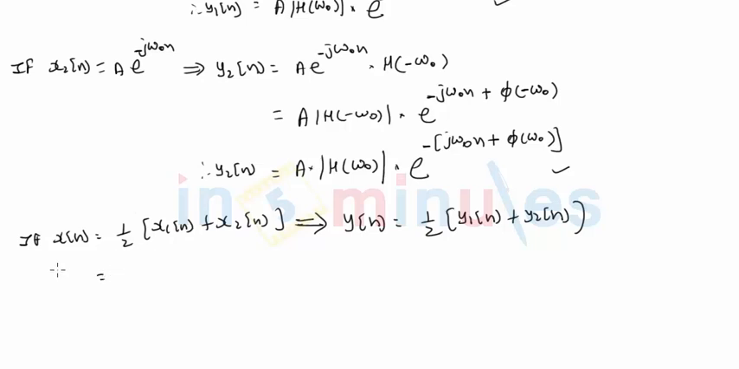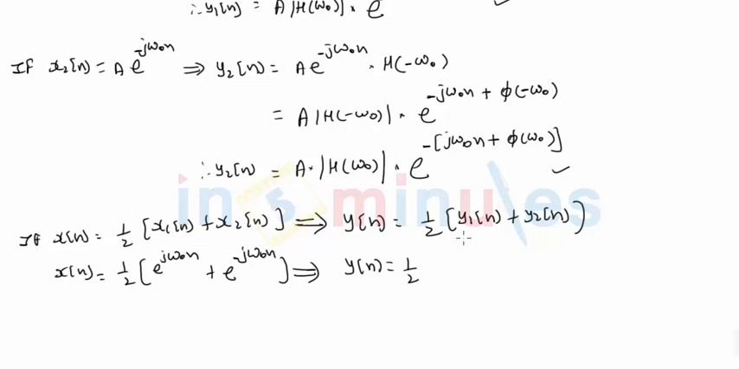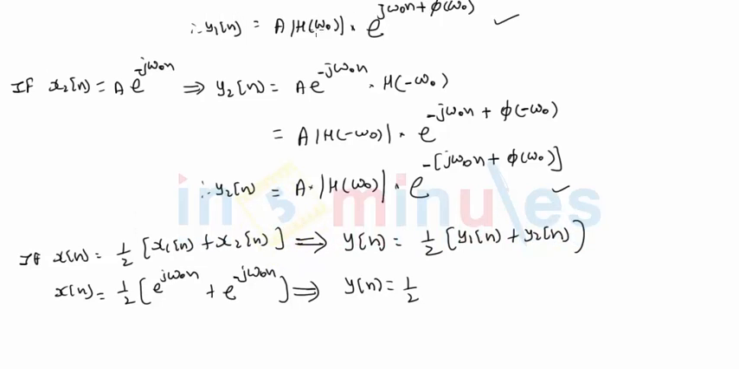So what will be my x of n in this case? My x of n will be half of x1n that we have taken, which is e raised to j omega naught n, and x2n is e raised to minus j omega naught n. So in this case, my y of n will be equal to half. So I have to simply add y1 and y2.